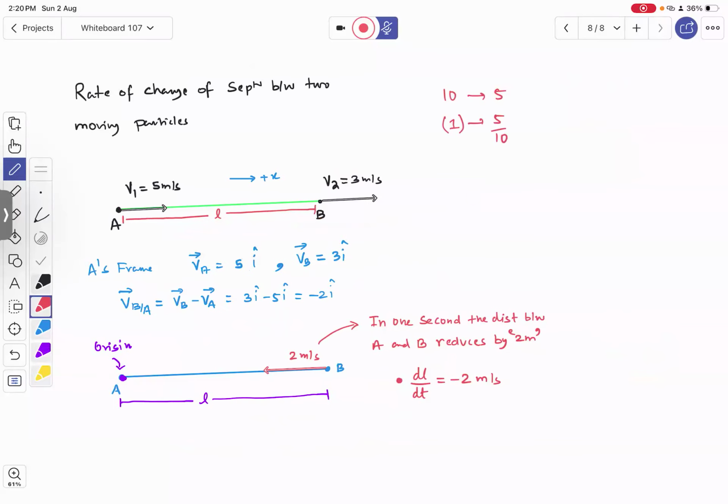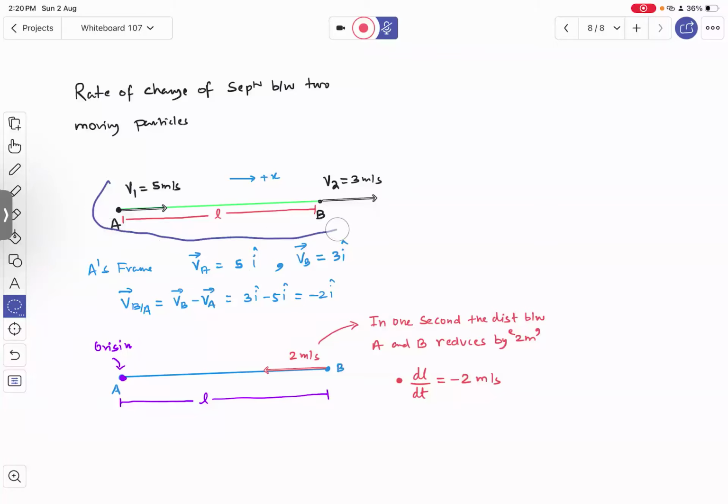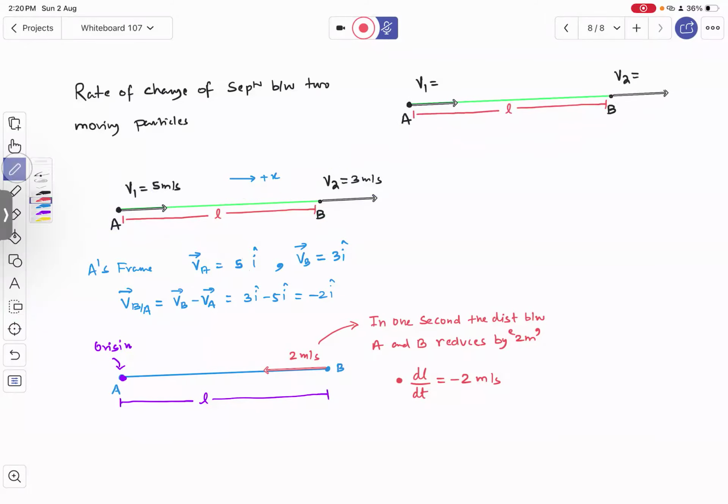So if you got it, answer this first. I will use the same figure, just with different values. Suppose V1 is 10 and V2 is 6. No, V1 is 6, V2 is 10. So draw the diagram first in your head: if you sit in the frame of A, with what velocity will B appear to be moving, and in what direction? And tell me what will be dl by dt, everyone.